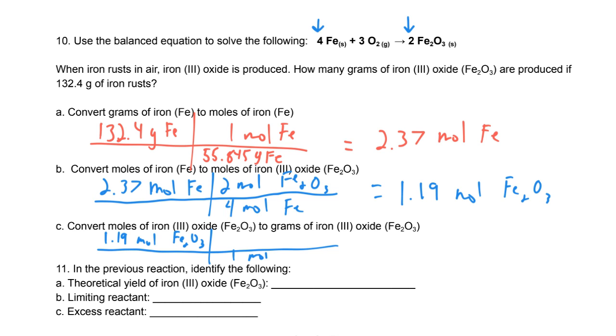So 1 mole of Fe2O3 weighs, I've got to add it up, 2 times iron plus 3 times oxygen gives me 159.687 grams. And with that number still in my calculator, I'll just multiply by 1.19 and get 190 grams approximately of Fe2O3. All right, on to number 11.